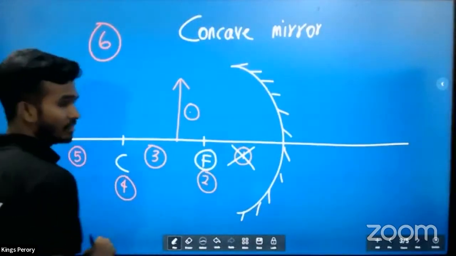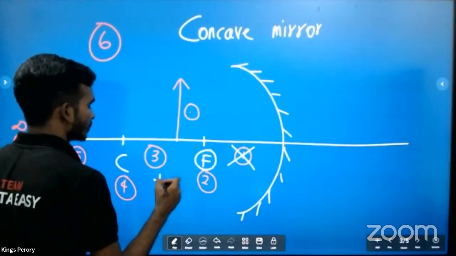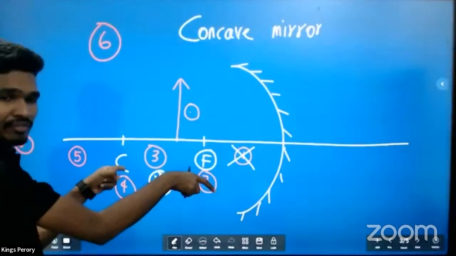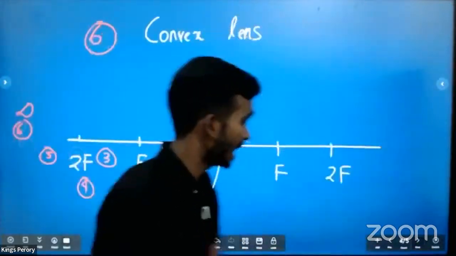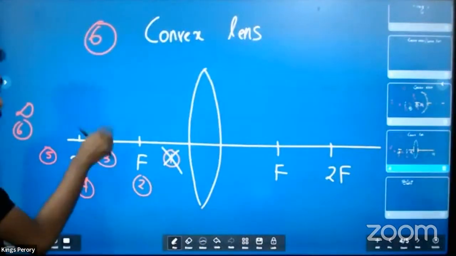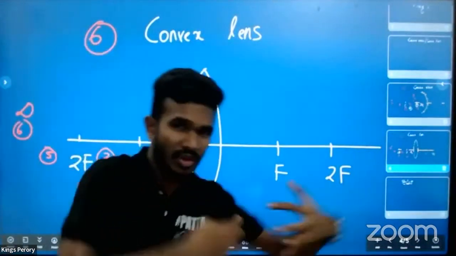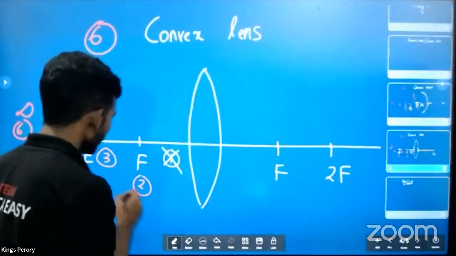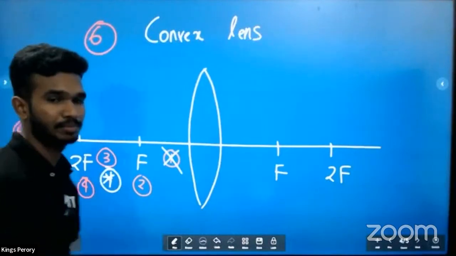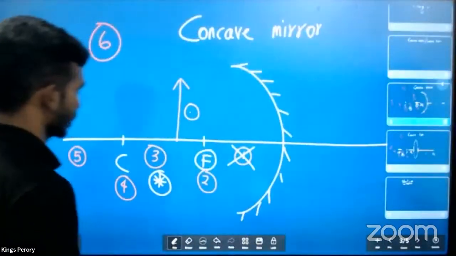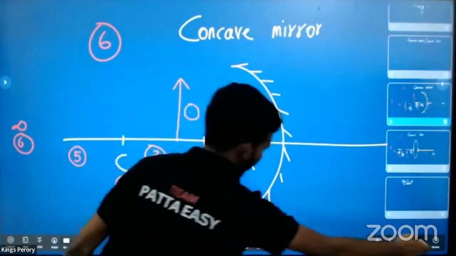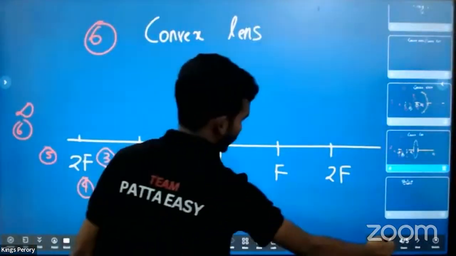Third position, I will give a symbol for that: star. What is my third position? Between F and center of curvature. In lenses, between F and 2F. For both places, I will put a star. So listen very carefully: between F and C, star, and between F and 2F, star.